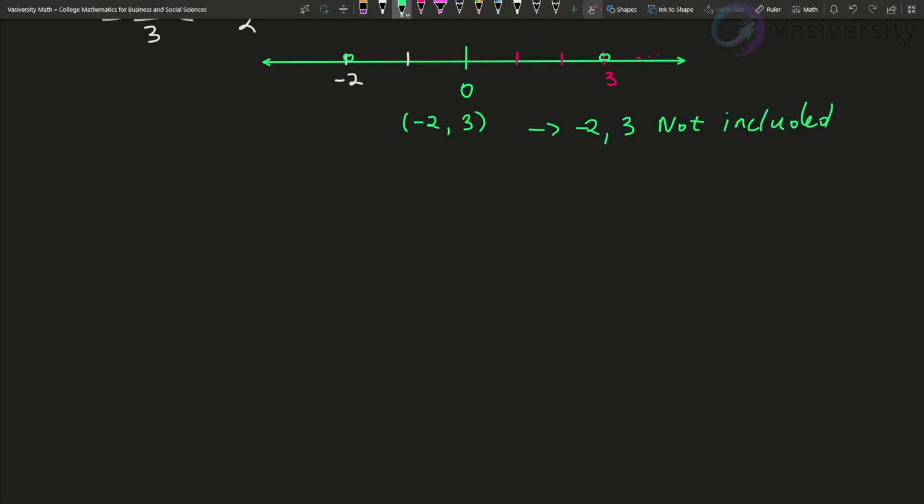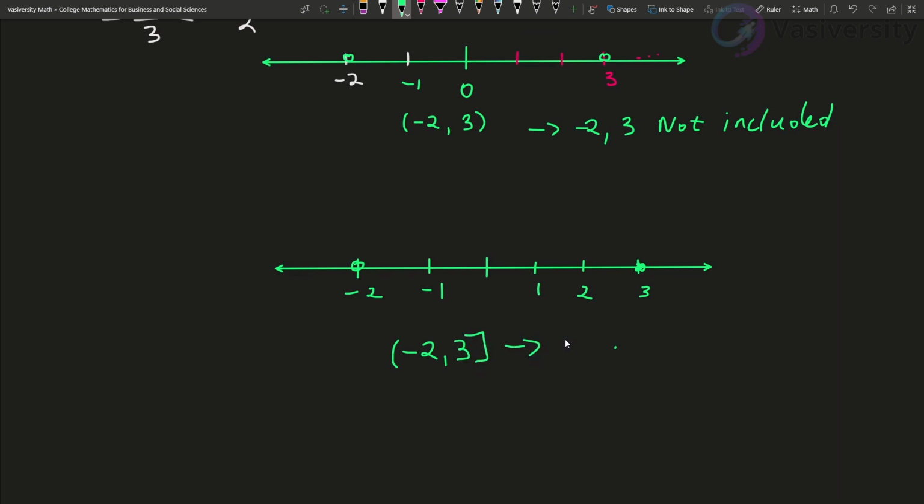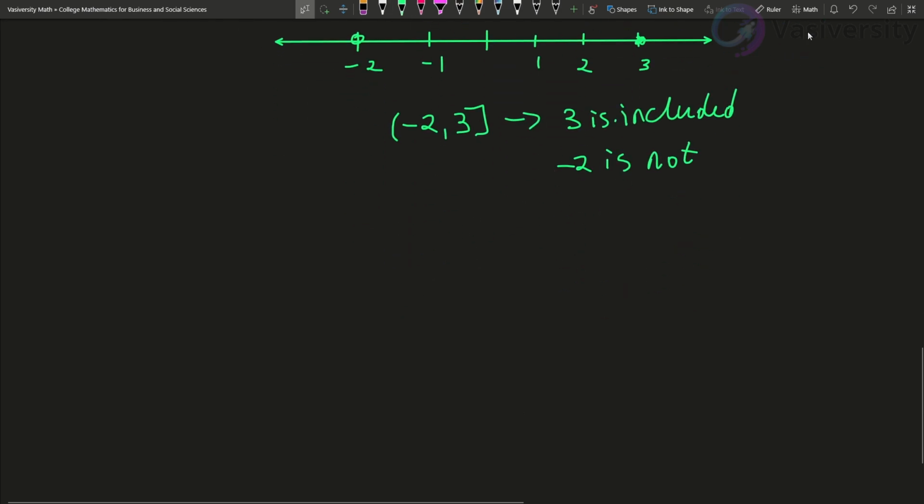And how about this line? So if I do 0, -2, -1, 1, 2, and 3. So if I do open dot, close dot, that means my interval is going to be from -2 to 3 with a bracket. Means that 3 is included. -2 is not. Okay?